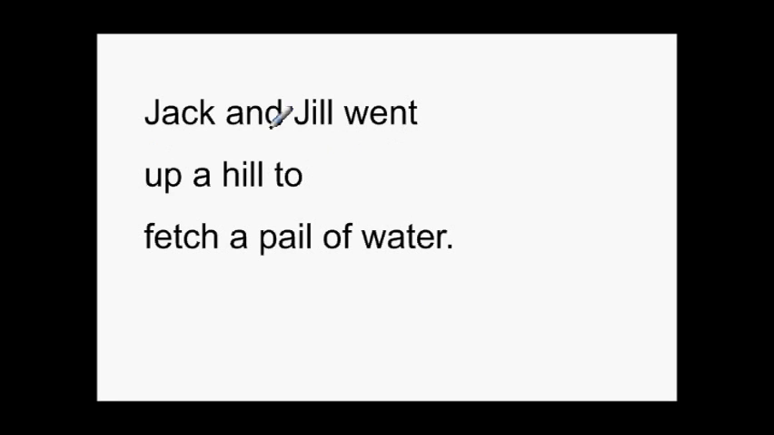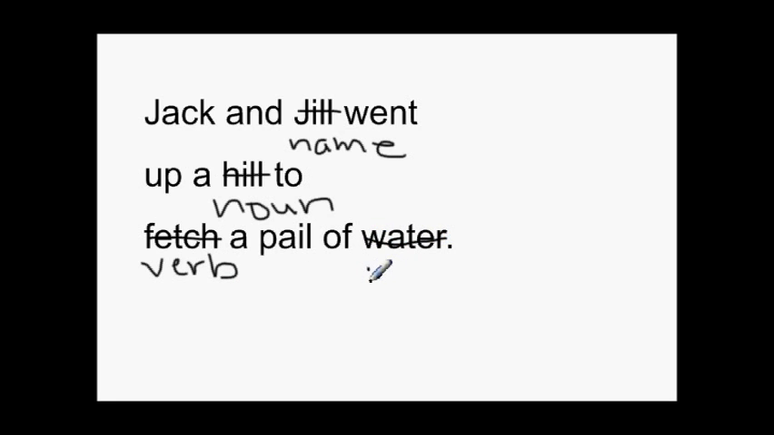So I'm going to look at this, and I'm going to begin by saying we're going to take out the name Jill and let the user enter in a name. So we'll have a name here. Then we'll take out the word hill, and we'll have the user enter in a noun. We're going to take out the word fetch, and we'll use a field called verb. And to catch a pail of, let's take out water, and that will be another noun.